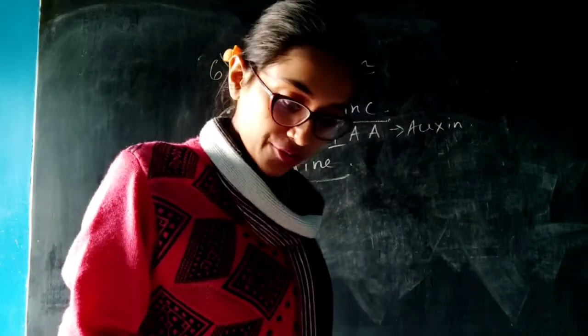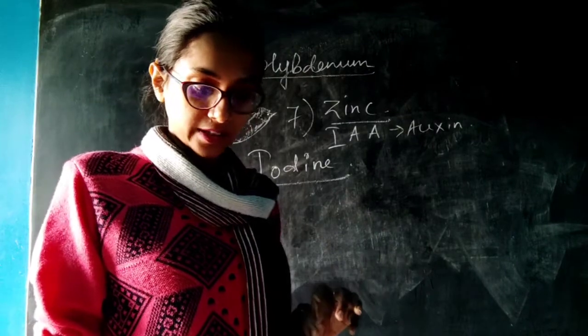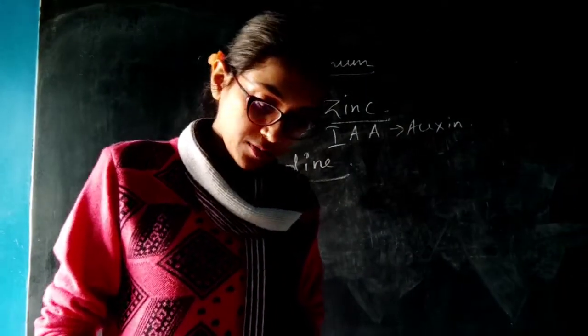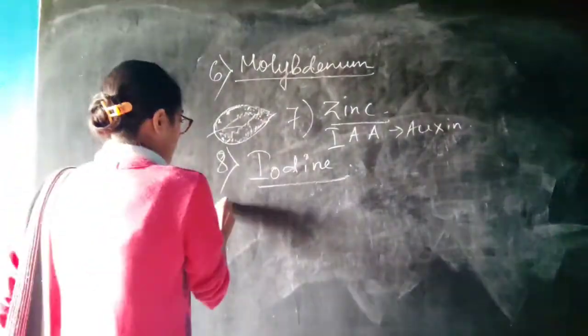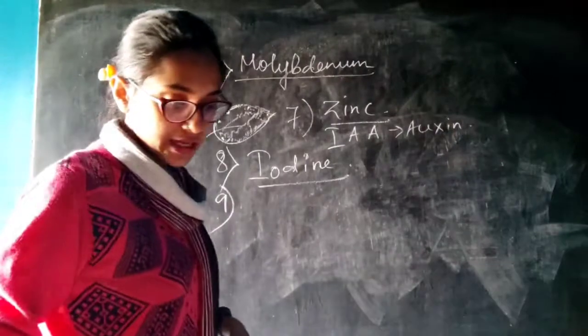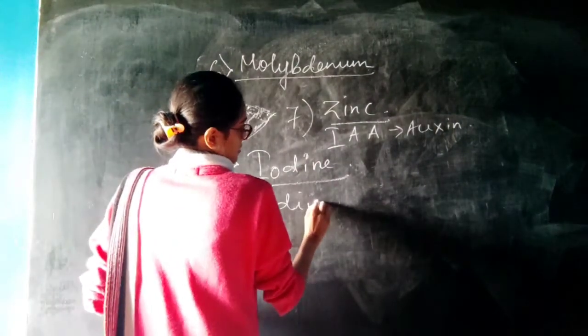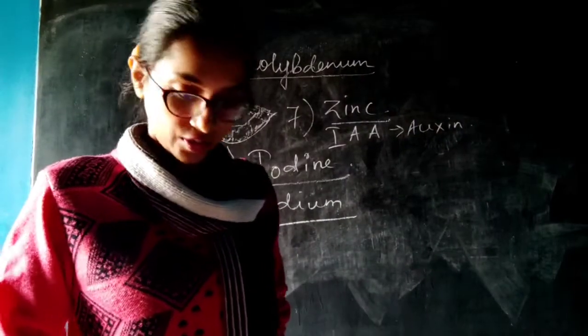Okay. Now, what are the deficiency symptoms of it? In plants, metabolism is affected and growth is disturbed. And in animals, as you know, hyposecretion causes goiter. Okay. Now, number 9 is sodium. Sodium is our 9th microelement.